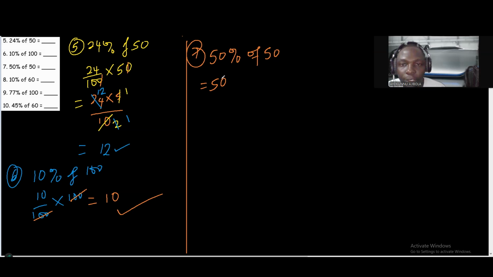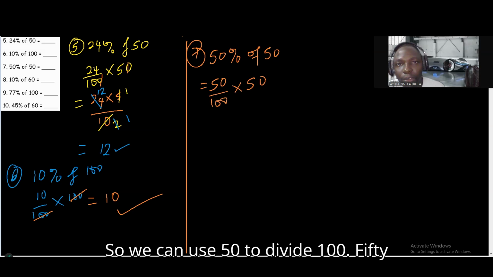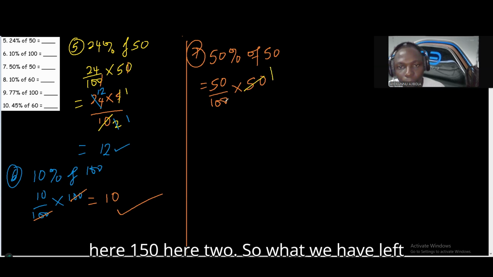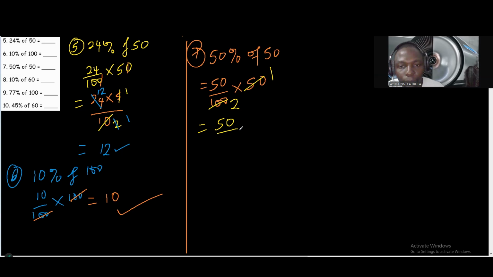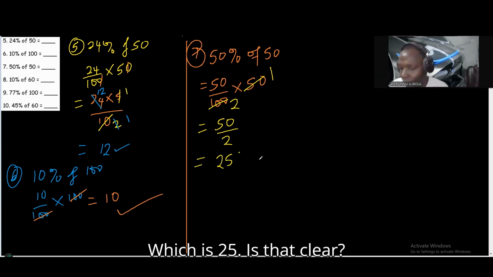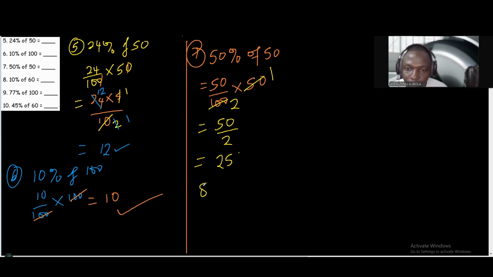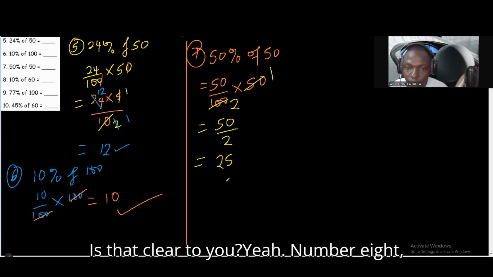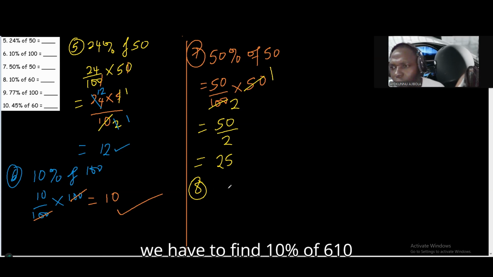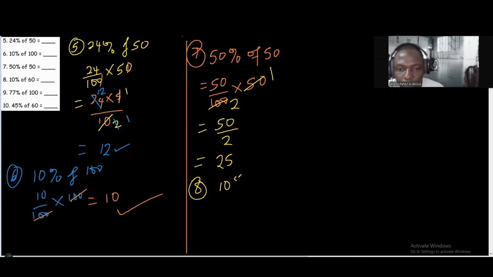We have 50 over 100 times 50. So we can use 50 to divide 100. 50 here 1, 50 here 2. So what we have left is 50 over 2, right? Which is 25. Is that clear to you? Yeah. Number 8, we have to find 10% of 60.